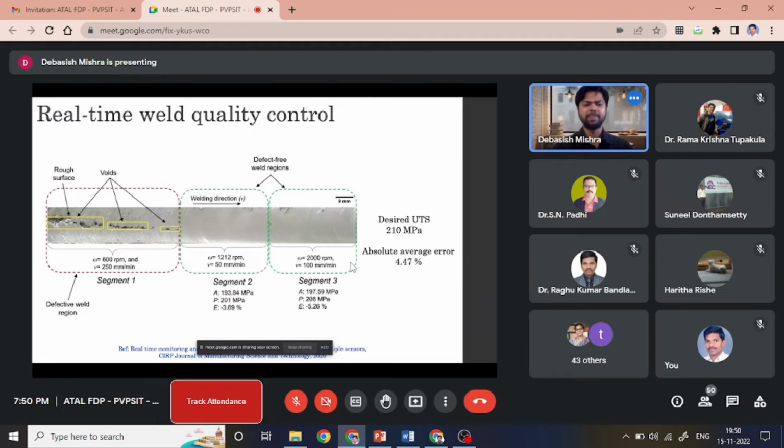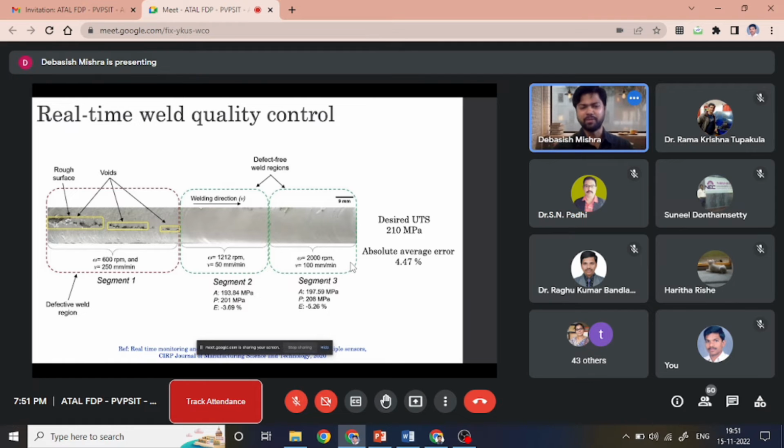As you can see, on the left side, there is a box in the red colored section that shows there are various defects in the welded sample. There are voids, the surface is rough, and the voids are larger in size. So it is very obvious that if we use this defective portion in anything, it would definitely be vulnerable.